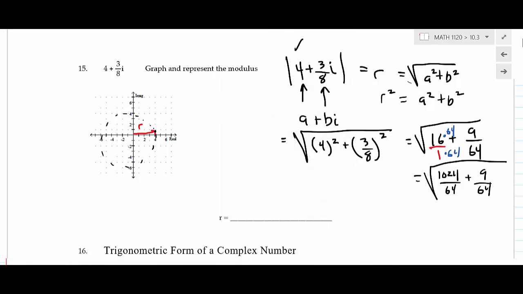All right, everybody following along so far so good? Anything got a question on? Okay, so what do we have? We have the square root of 1,033 all over 64. Okay, what else could you do to finish this up?